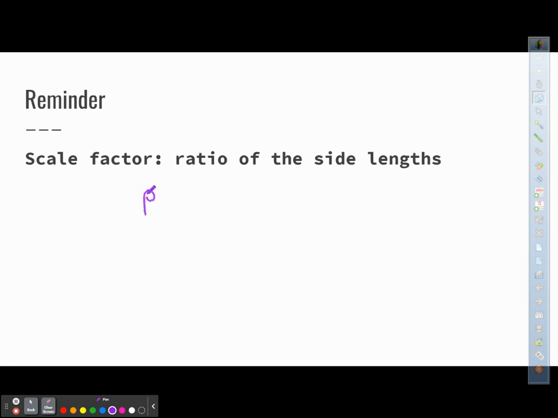You always do image divided by pre-image. So it's always the new over the old. Okay, I wanted to remind you that before we did scale factor. We covered this before in chapter 5. Are we on the teacher model?